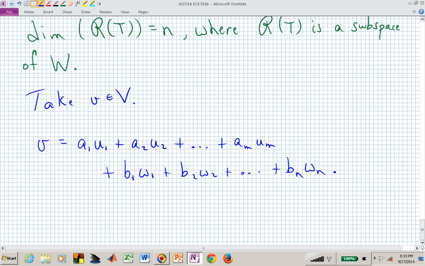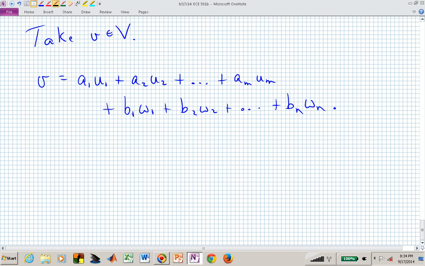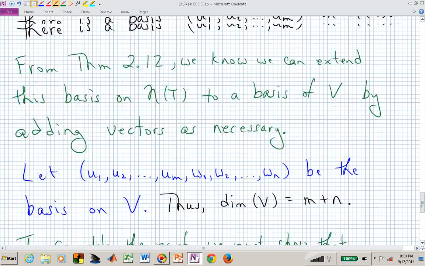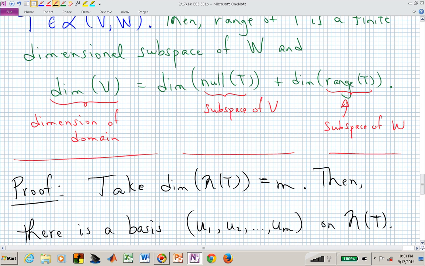If v lives in the domain, then we can linearly combine the basis vectors in that domain to create a representation for that vector v. And that vector v was arbitrary. Now if we have the vector v parameterized in terms of the basis vectors, what happens when we look at the linear map on little v? Now remember what u1, u2, and u sub m were relative to this linear map T. They formed a basis of the null space of T.